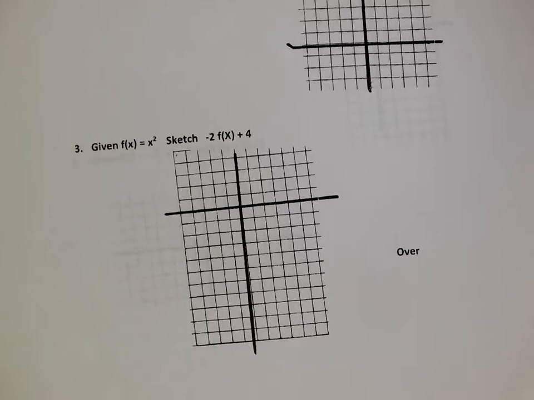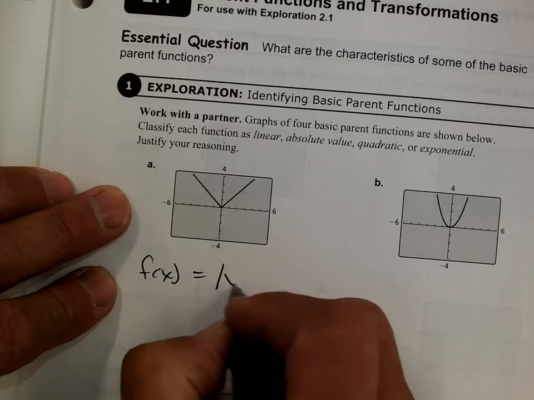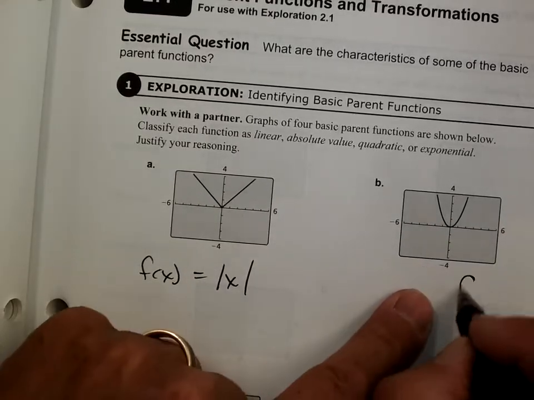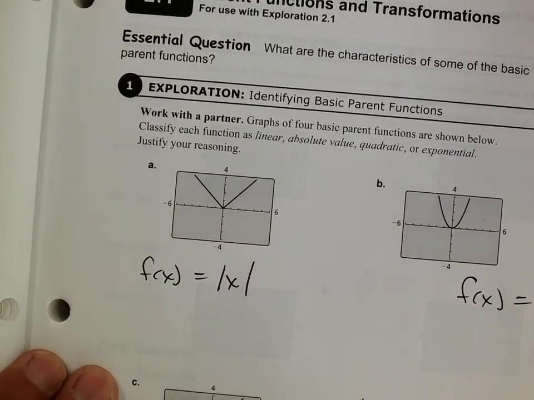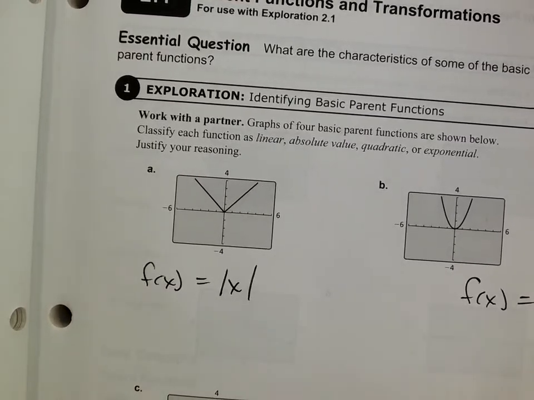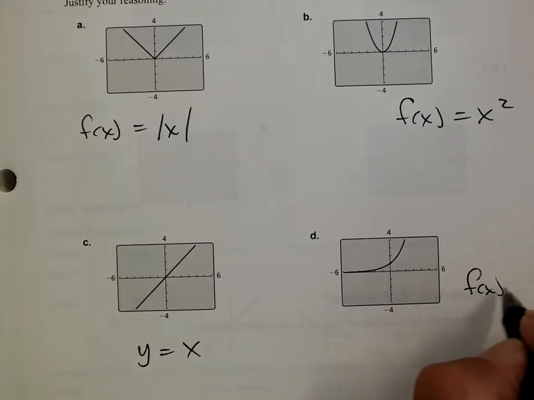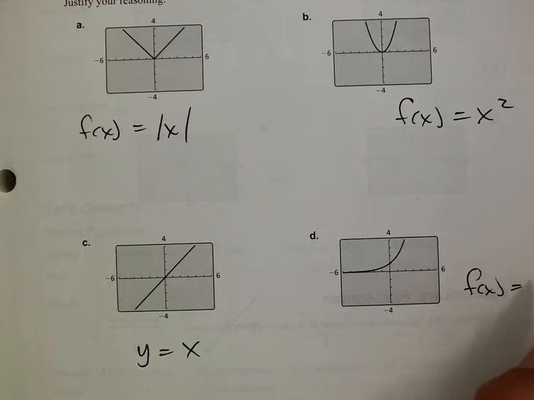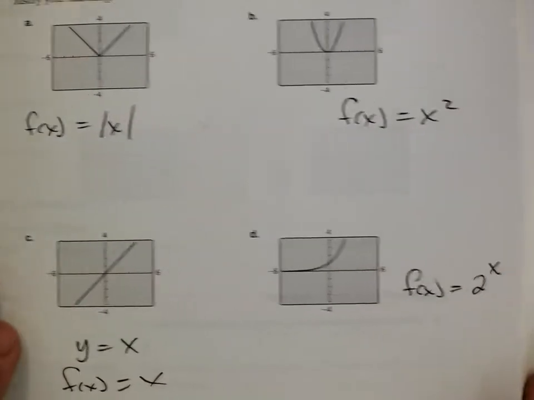Now, let's go back to hopefully something that we saw yesterday. These are my parent functions, okay? This is f of x equals absolute value of x. This is our parabola. This is f of x equals x squared. This is our parent function, y equals x. This is an exponential. We didn't talk about this much, but this would be f of x equals some number. Probably we'll say 2 to the x power. Okay, these are my parent functions.